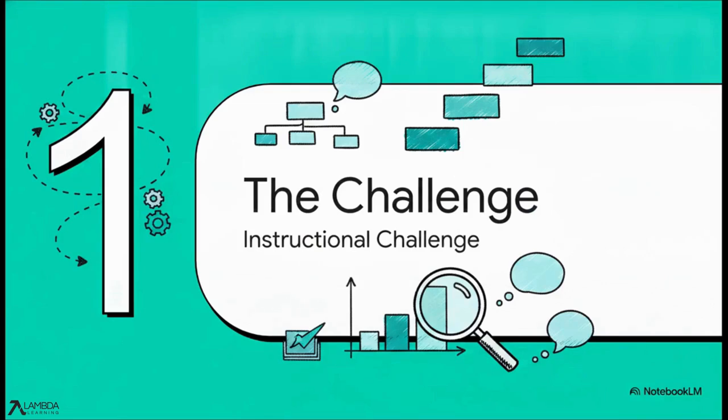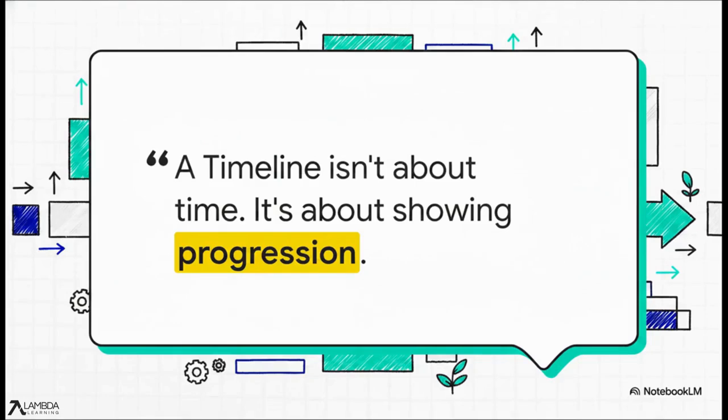Section 1. The instructional challenge. I absolutely love this concept. A timeline isn't about time. It's about showing progression. You know, some topics, they aren't difficult because they're inherently complicated. They're difficult simply because learners need to see how something changed over time, step by step. Without actually seeing that progression, the whole story just gets lost.